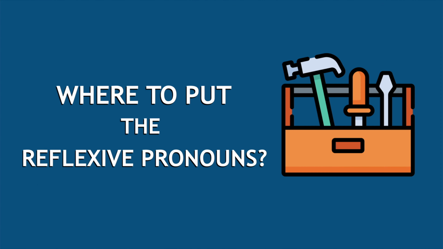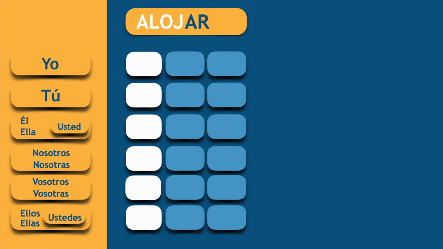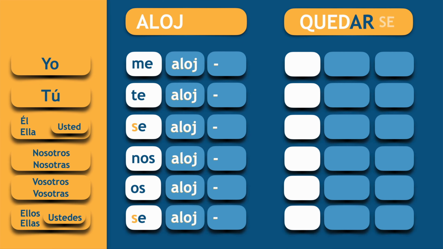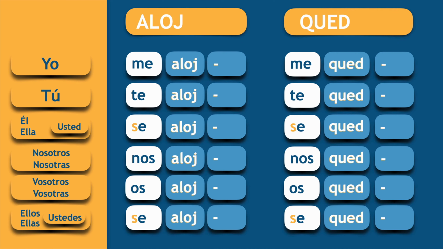Where do we need to put the reflexive pronouns? Let's follow these steps. First, we will need to put the reflexive pronoun in front of the verb. Then we will need to remove the se that is attached to the end of the infinitive form. That reminds us that this is a reflexive verb. Then we need to remove the AR ending that tells us that this verb belongs to the first conjugation. And finally, we have to add the endings to the root of the infinitive. These steps will be the same ones for quedarse and any other reflexive verbs.